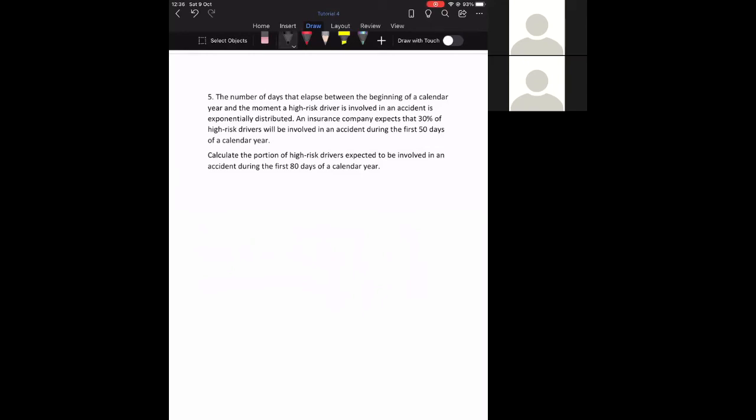We want to calculate the portion of high-risk drivers expected to be involved in an accident during the first 80 days of the calendar year. This is just a different way of saying find the probability that a high-risk driver will be involved in an accident in the first 80 days.